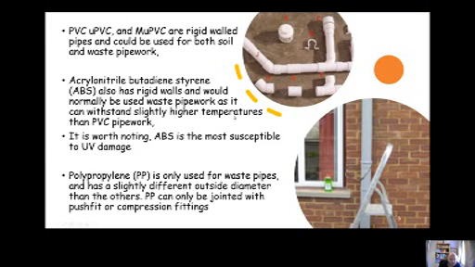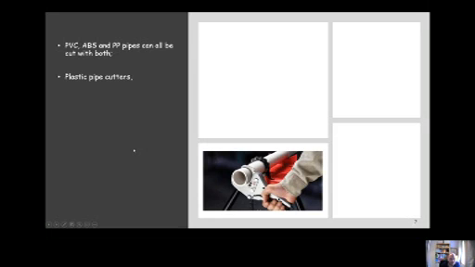Polypropylene is only used for waste pipes, like the ABS. But interesting fact about this, polypropylene has got a slightly smaller external diameter. Internal diameter is the same, and there's specific fittings that you should only use with polypropylene. You cannot solvent weld polypropylene. You can only use push fit fittings or compression fittings to joint it.